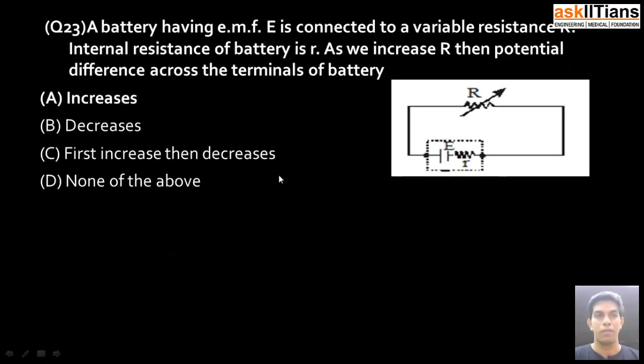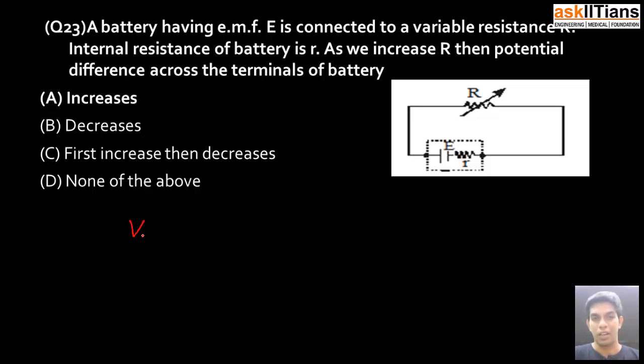So moving on. Next question. A battery having EMF E is connected to a variable resistance R. Internal resistance of the battery is small r. As we increase R, then the potential difference across the terminals of the battery: A increases, B decreases, C first increases then decreases, D none of the above.